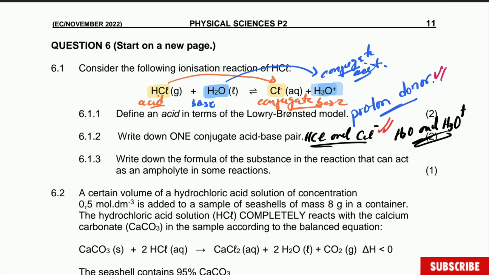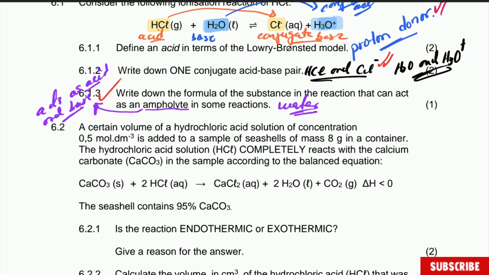There we go. Write down the formula of the substance in the reaction that can act as an ampholyte in some reactions. And in this case it is water. What is the substance that can react as an ampholyte? Remember, ampholyte means it can act as an acid and base. Sometimes it can react as an acid and another time can be a base. That is the meaning of ampholyte. And that was the first part of the question. If you say that, you get another mark. There we go. There's 1 mark for that.